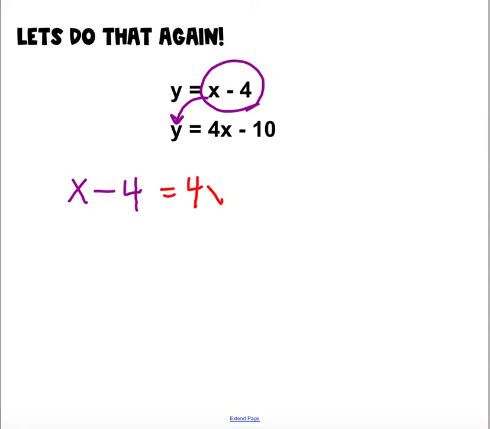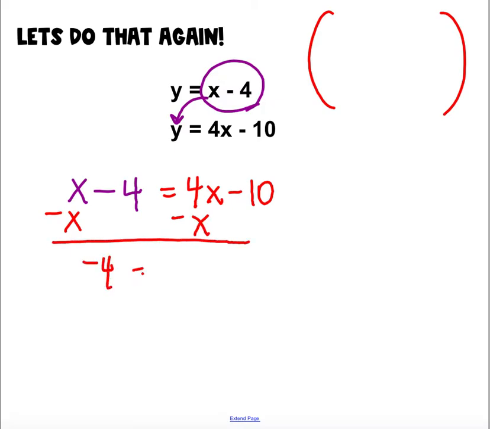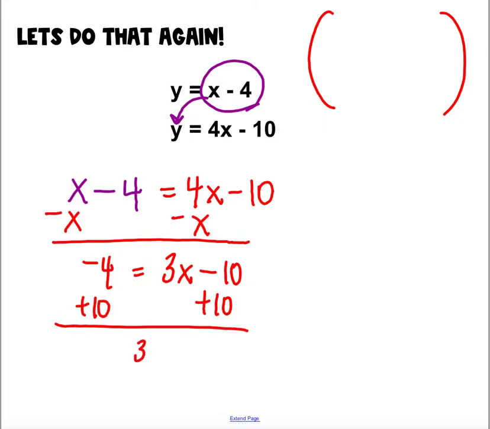And then finish the equation. Notice I only have x's. So let's go ahead and solve for x. Let's subtract x from both sides. I'm left with negative 4 is equal to 4x minus x is 3x minus 10. Let's go ahead and add my constant. 3x is equal to 10 minus 4 is 6. Divide by the coefficient, so x is equal to 2. Let's go put that in my solution.